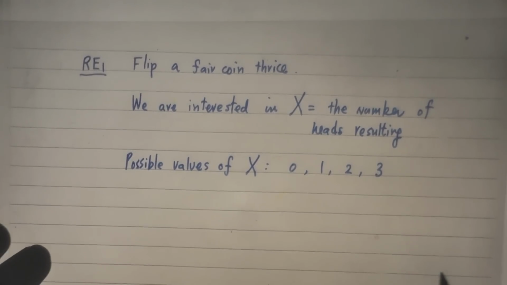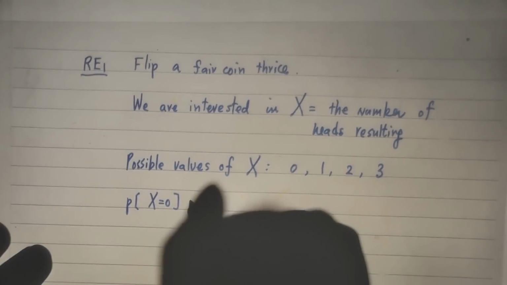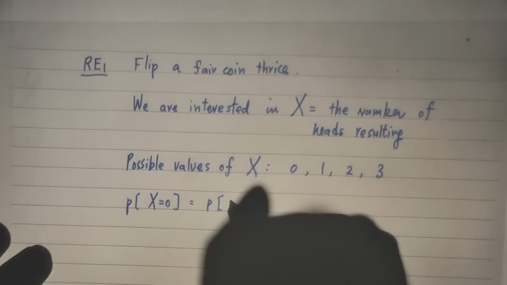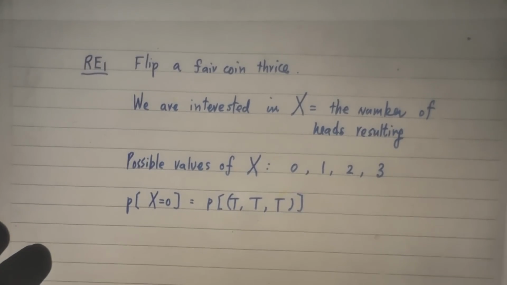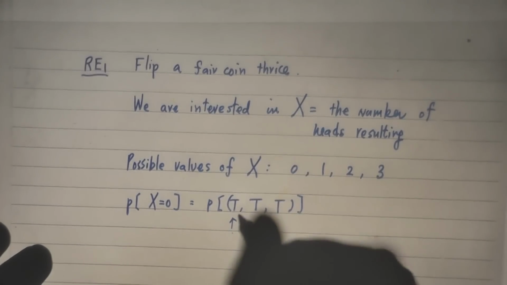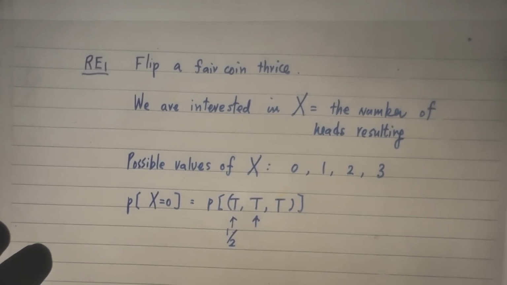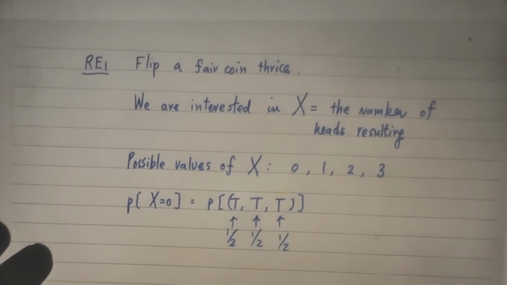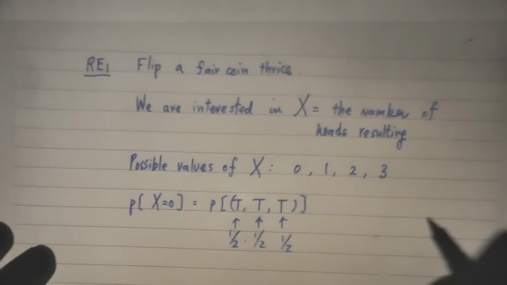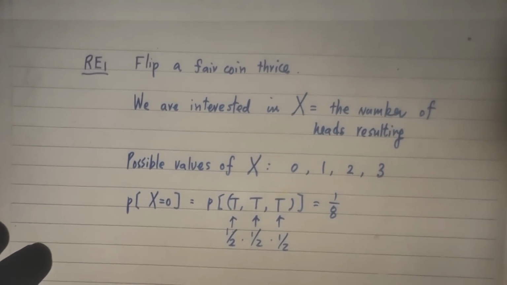Now, how likely is X equal to 0? X equal to 0, that is to say we get 3 tails in a row. Tail, tail, and tail. How likely do we get a tail on the first flip? Since it's a FAIR coin, the chance is 50%. Same argument applied to the second flip, still 50%. And the third one, still 50%. And by the multiplication rule, 1/2 times 1/2 times 1/2. So this is 1/8.